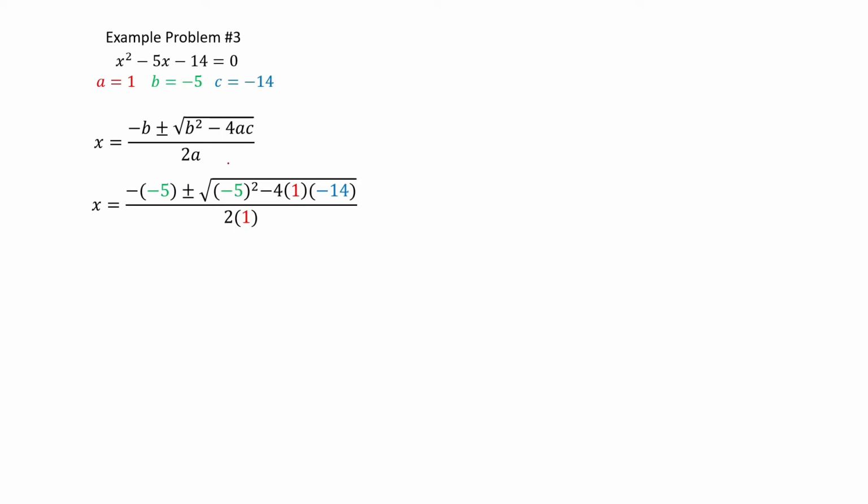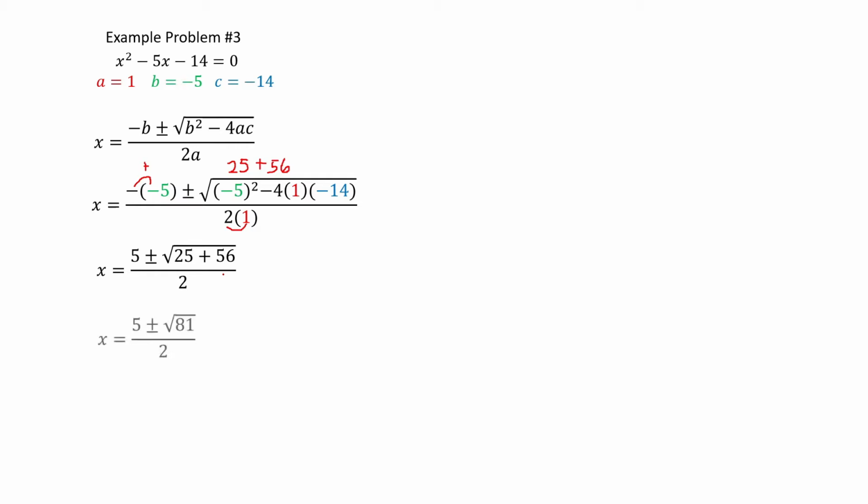So 5 times 5 equals 25. So 25. Negative 4 times 1 is negative 4. Negative 4 times negative 14 is 4, 8, 12, 16, 56. So it will be positive plus 56 here. Negative times negative 5 will be positive. And 2 times 1 is 2. So here. And now add the 25 and 56.